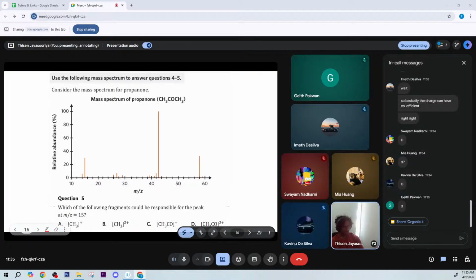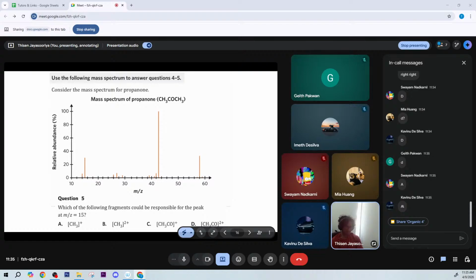So what is the fragment that could be responsible for causing the peak at the m/z ratio of 15? What do you guys think? Is it A, B, C, or D? Yep. So here, it's just A.